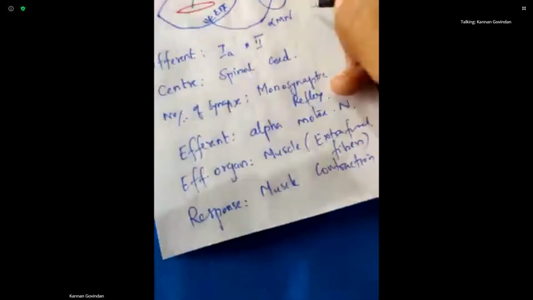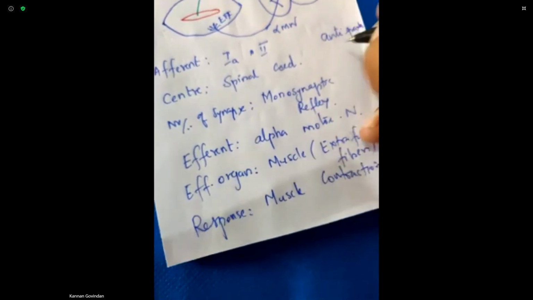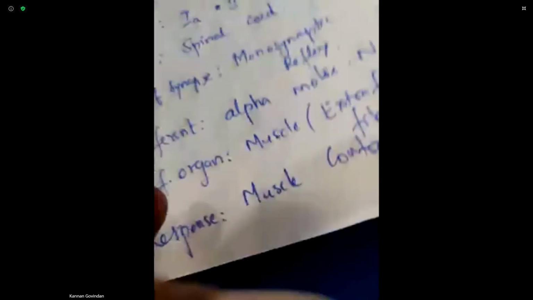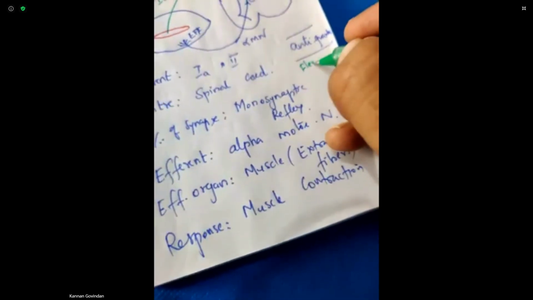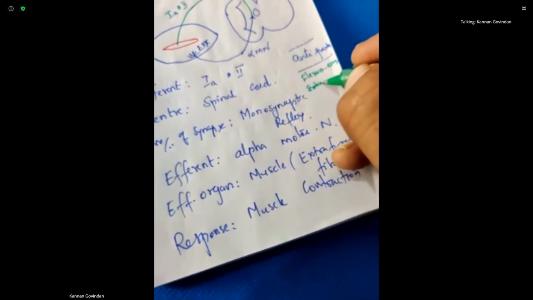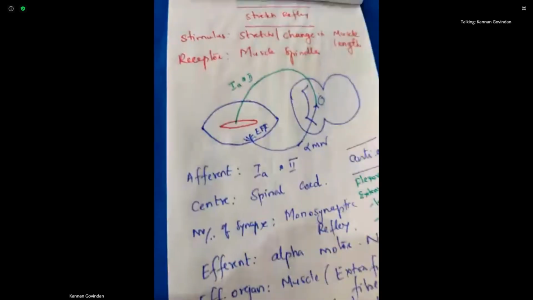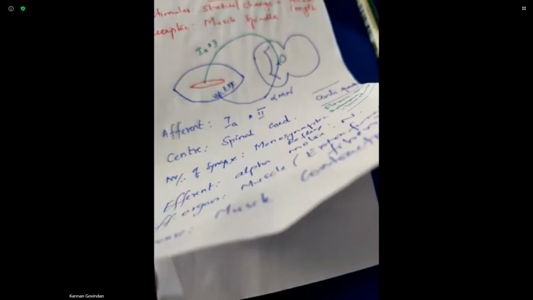This stretch reflex is well developed in anti-gravity muscles. So what are the anti-gravity muscles? Mainly flexors of arm and extensors of lower limb. In these muscles, the stretch reflex is well developed. Okay.